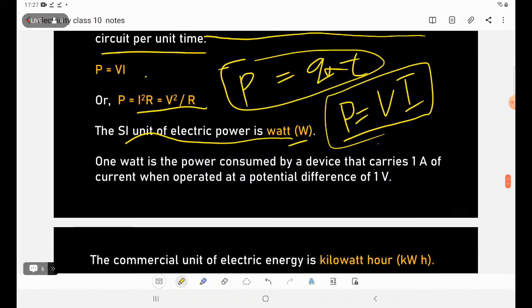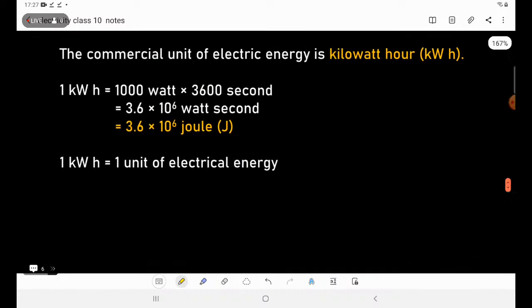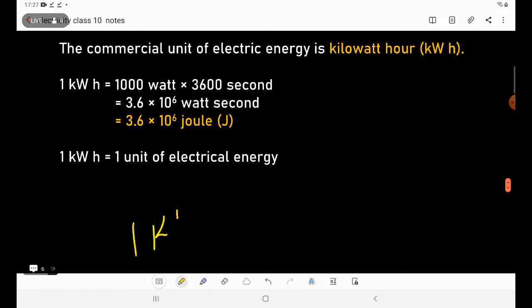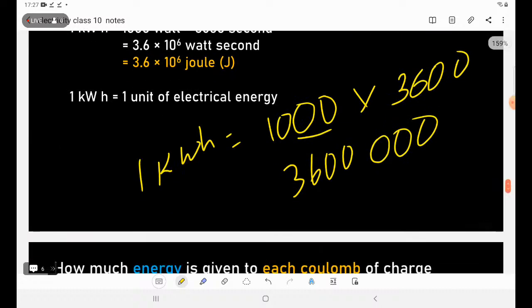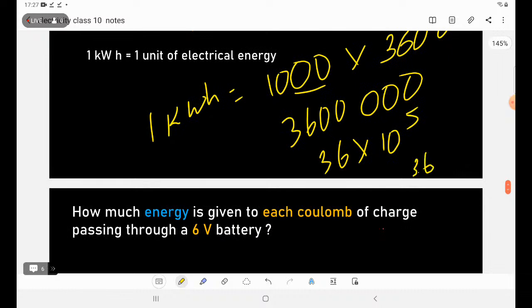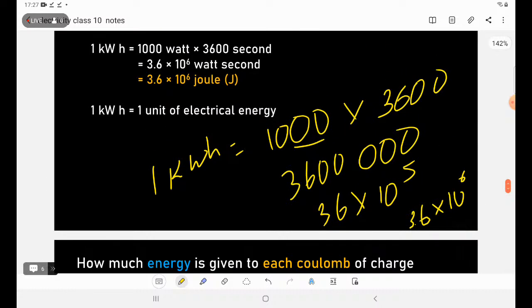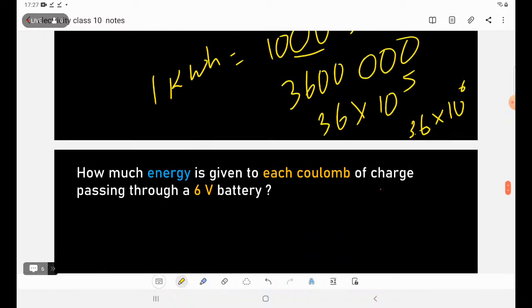The SI unit of electric power is watt. 1 watt of power is consumed by a device that carries 1 ampere of current when operated at a potential difference of 1 V. The commercial unit is 1 kilowatt hour. 1 kilowatt is 1000 watts, into hour. In seconds we have to write 3600, so 3600 plus 3 zeros. I can write 36 into 10 to the power of 5, or 3.6 into 10 to the power of 6. So 1 unit will have this many joules.